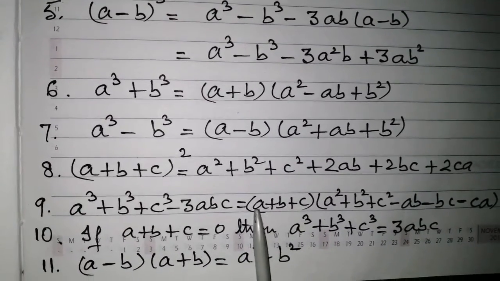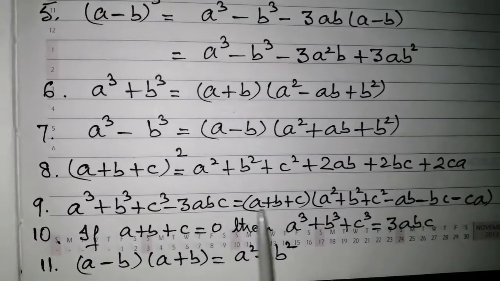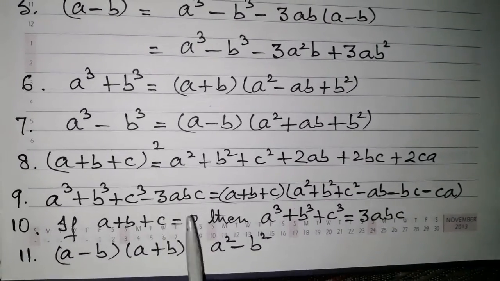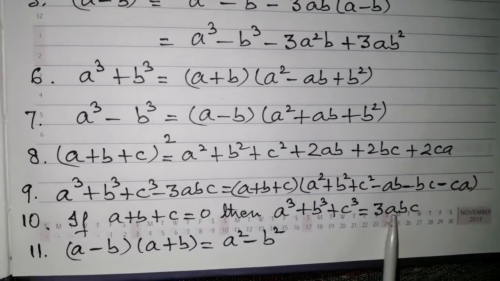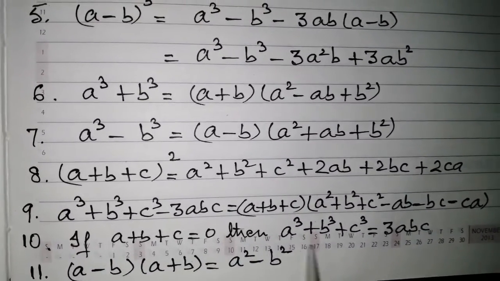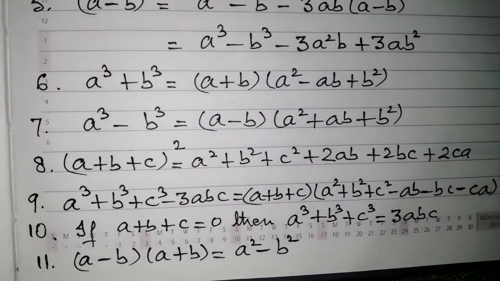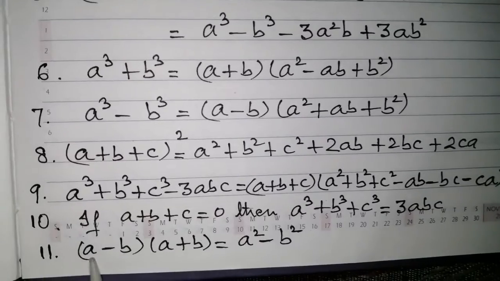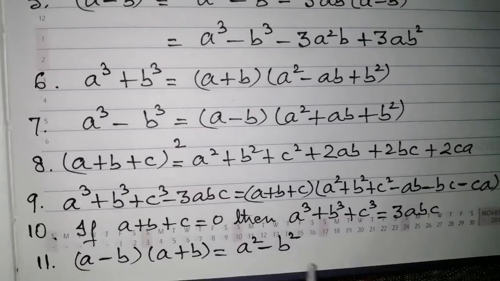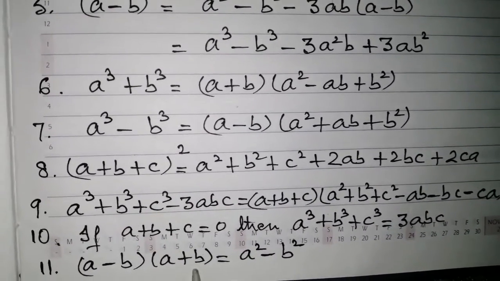See, if you put a plus b plus c as 0 here, 0 multiplied by this whole bracket will be 0. So on this side we are having 0. Then if you transpose this minus 3abc to that side, you get 3abc here. Therefore, if a plus b plus c is equal to 0, then a cube plus b cube plus c cube is equal to 3abc. And finally I come to the last identity, that is a minus b into a plus b is a square minus b square, or a square minus b square is a minus b into a plus b.